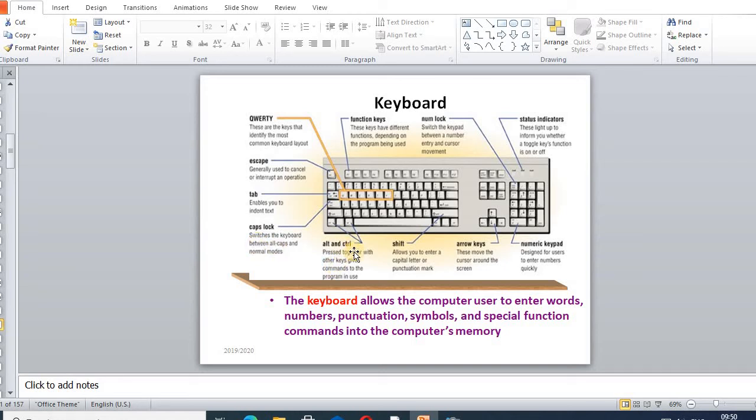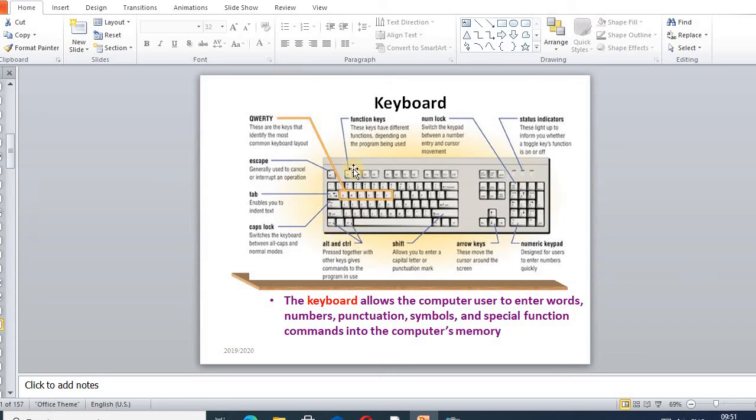We have alternative and control. These are the buttons that are here. There is a control that we shall also be using. They are also buttons. Most of these things, the arrow keys, are here. They make you navigate through the document. So this is the way, short and brief.